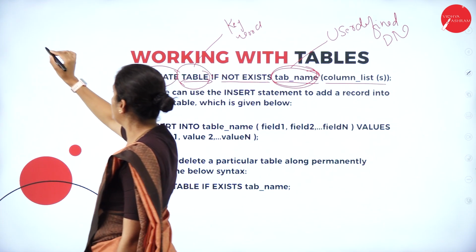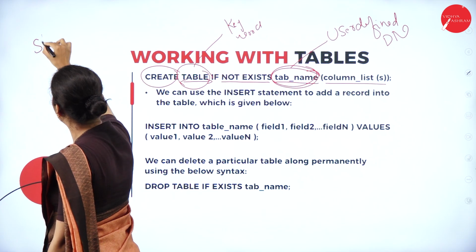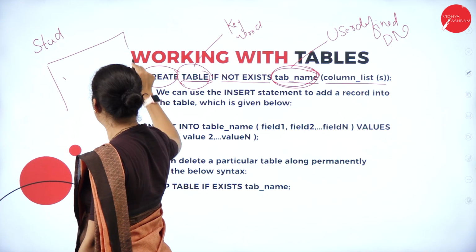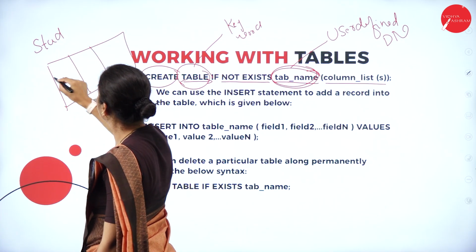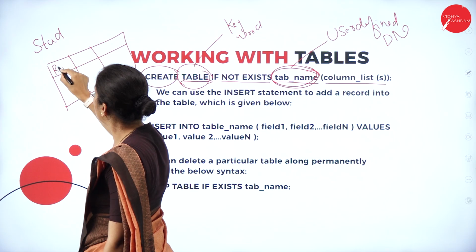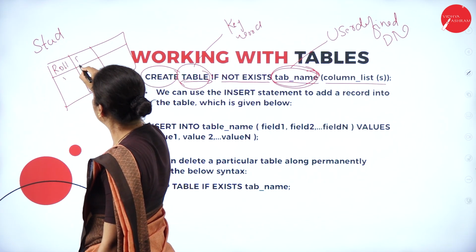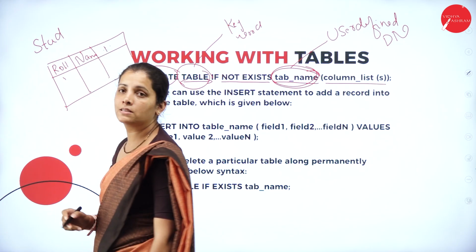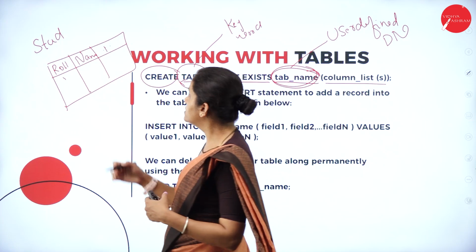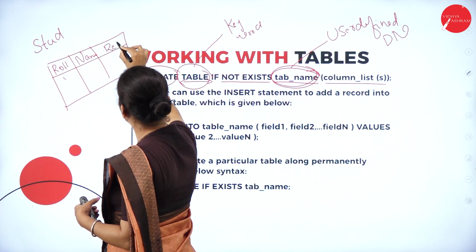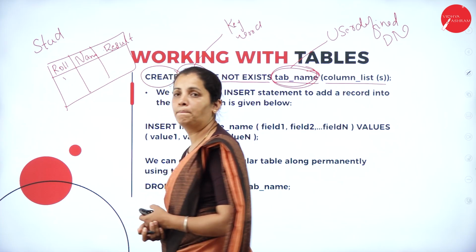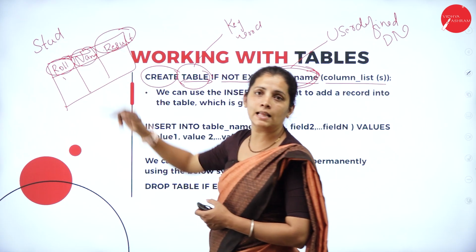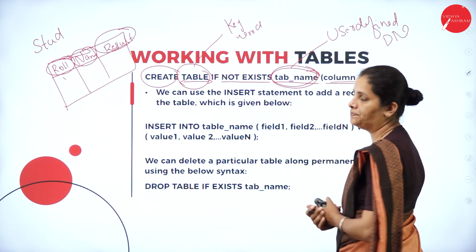For example, what is my table name? Table name is stud. If I consider the student, what are the columns I have? That is roll number, then name, then percentage. I'll consider only the percentage, or I can consider only the result. So instead of percentage, I can consider result. So these roll number, name and result are nothing but the column list.